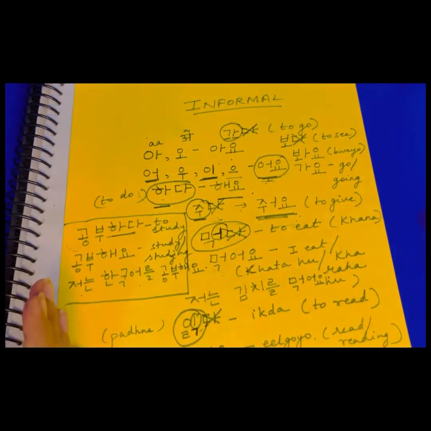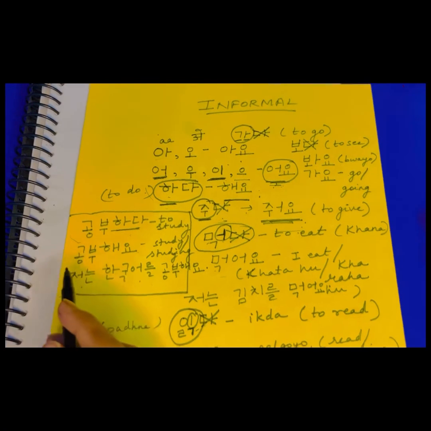Then we have the imnida, sumnida form that we will be doing in the next session. Hope you all understood the logic behind present tenses, how we conjugate verbs into the present tense with the base verb. So the base verb is different and the conjugated version is different.